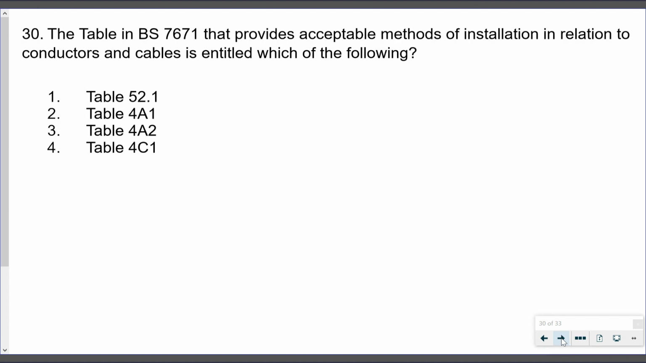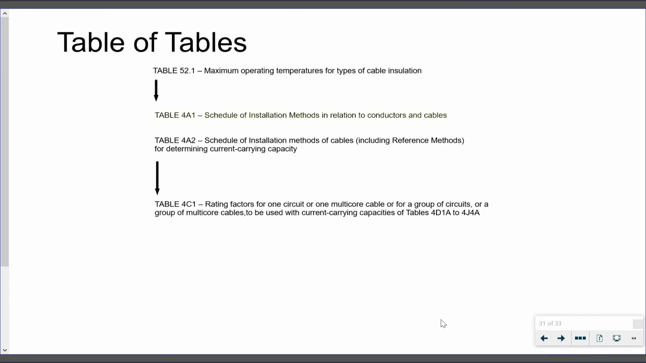Okay. Then we have question 30. Table in BS 7671 that provides acceptable methods of installation in relation to conductors and cables is entitled which of the following? So you get a couple of options here. You could run through each part of the book looking at each one of these tables, or you could go to my favourite wee part of the book, which is the table of tables just before the index.